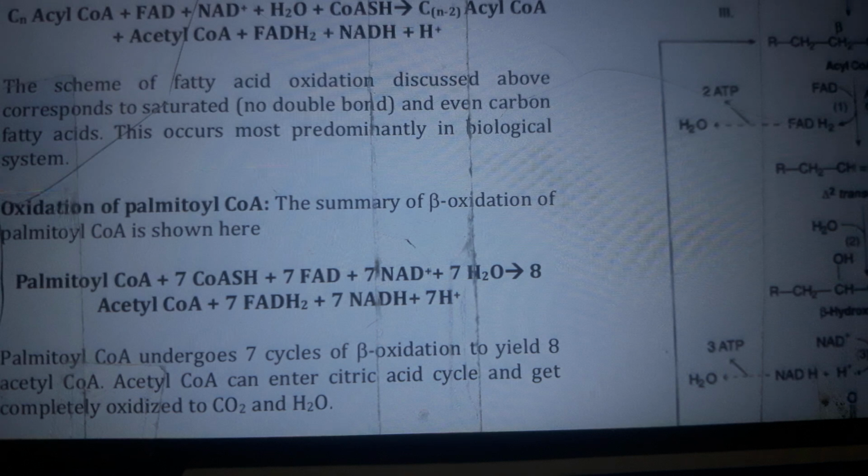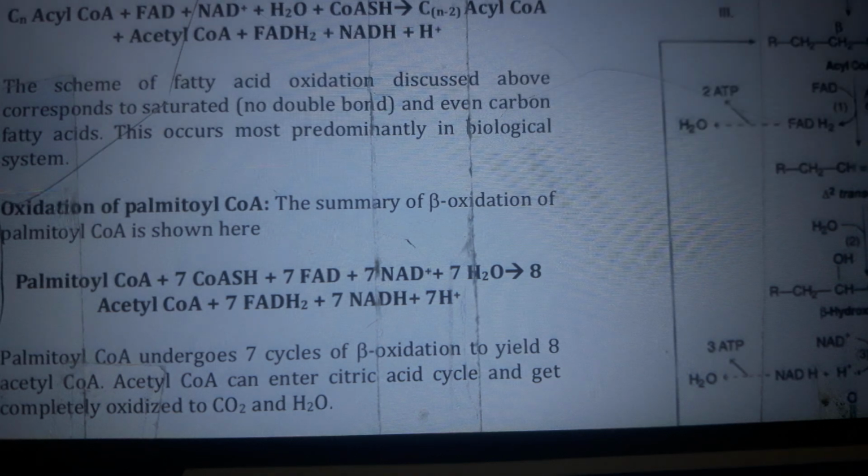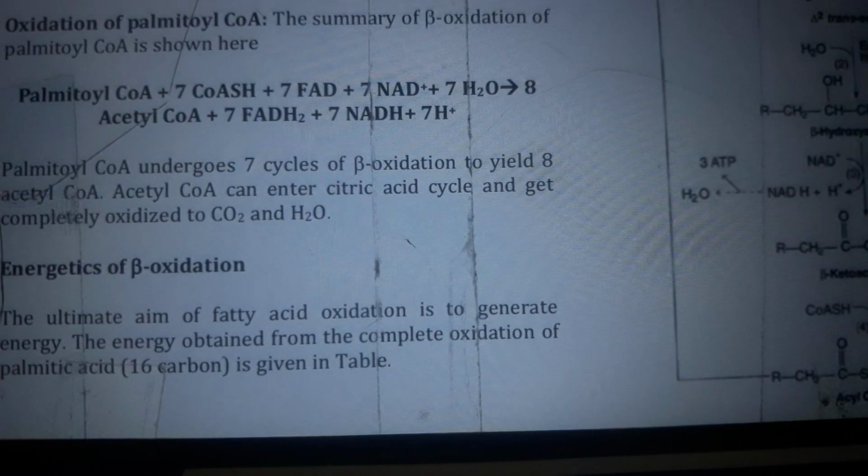The overall reaction for each cycle of beta oxidation is Cn acyl-CoA plus FAD plus NAD+ plus H2O plus CoASH gives Cn-2 acyl-CoA plus acetyl-CoA plus FADH2 plus NADH plus H+. The scheme of fatty acid oxidation discussed above corresponds to saturated (no double bond) and even carbon fatty acids. This occurs most predominantly in biological systems.